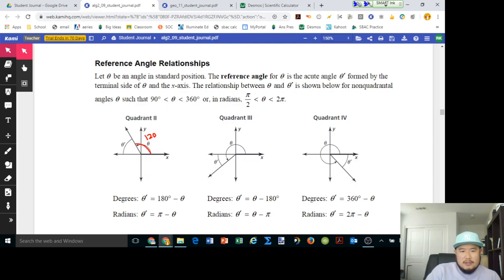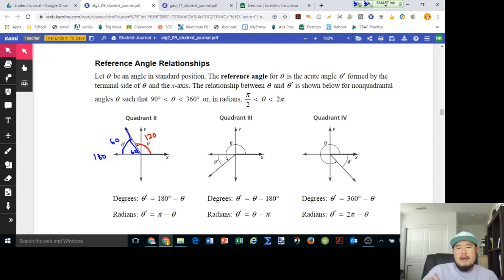If I start right here from the terminal side, so there's our terminal side, and I look closest to the x-axis, then this amount right here, knowing that this is 180, right? This is half of the circle, 180 degrees. This amount, which is our reference angle, will end up being the remainder. Or you take 180 minus 120, and that's going to be 60 degrees. So that's telling us that this angle is 60. Okay? And so that is the key right here in determining the reference angle.